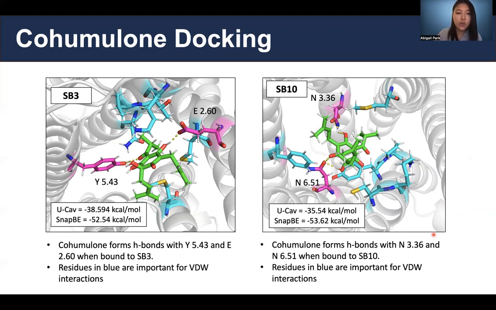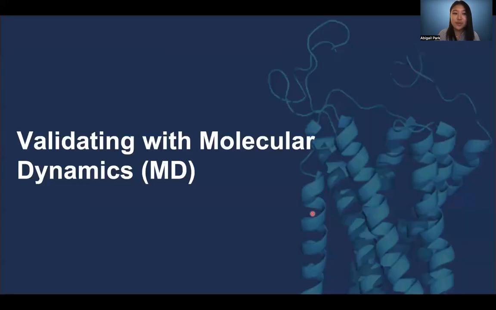And for the energy that we calculated, the unified cavity energy and the snap binding energy, SB3 had a higher unified cavity energy but a lower snap binding energy, while SB10 had a lower unified cavity energy but a higher snap binding energy. So the energy couldn't really tell us which of these binding poses was the clear winner. So we used molecular dynamics to tell us a little bit more about the binding poses.